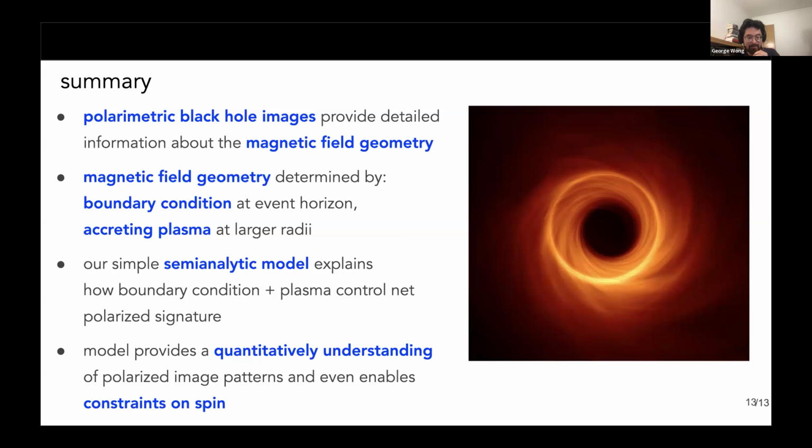But my little plug here now is that, as you saw, there's this really rich structure in image radius. And so, more resolution will help us really nail all of these things down. Okay, so with that, thank you for your attention. I'm happy to take questions if there's time.